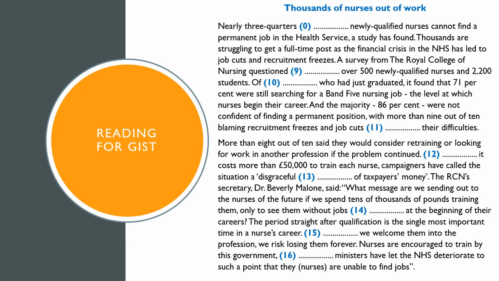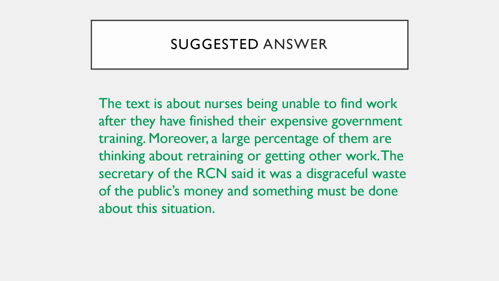Skim read the text quickly to get the gist or the general meaning of it. Remember, don't spend more than 2 minutes reading it. Take a look at this short summary of the text. It explains the main points of the text in just a few sentences. Was it similar to what you predicted it would be about? Did any of the vocabulary you predicted come up?